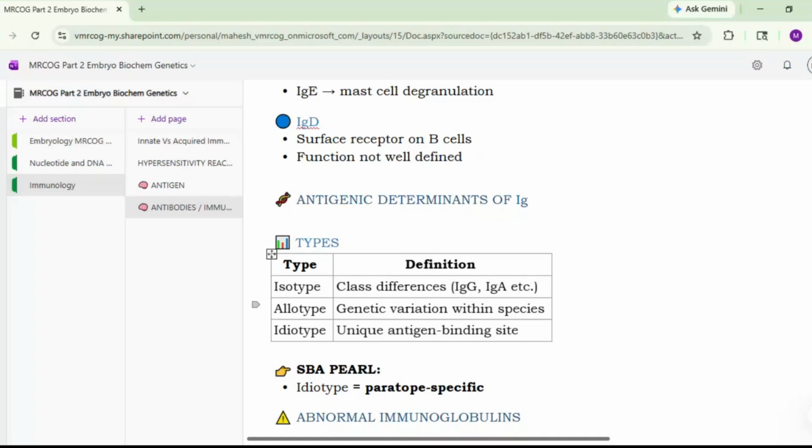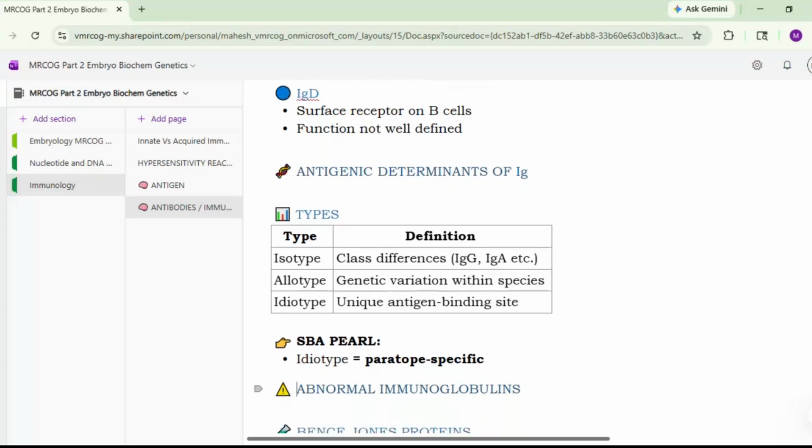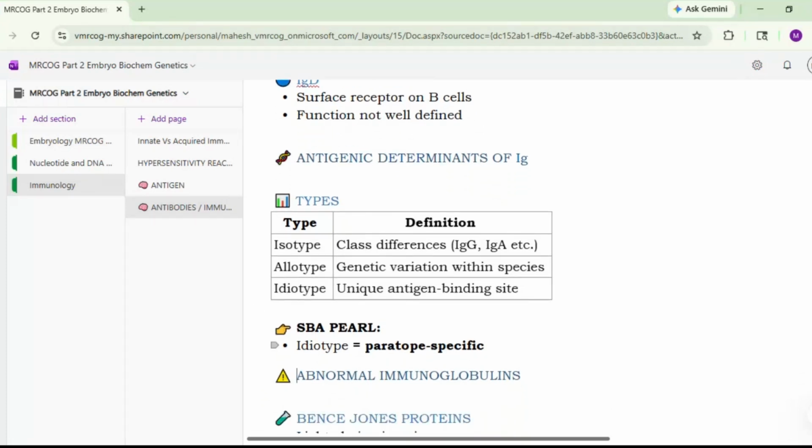While allotype is a genetic variation within the species. Within the species there will be little variation, that is called allotype. While idiotype is the unique antigen binding site. Okay, so those are the three different types: isotype, allotype, and idiotype. So idiotype is paratope specific. So paratope specific is the idiotype.